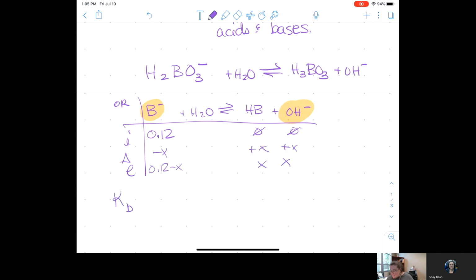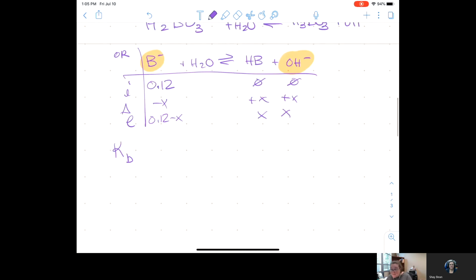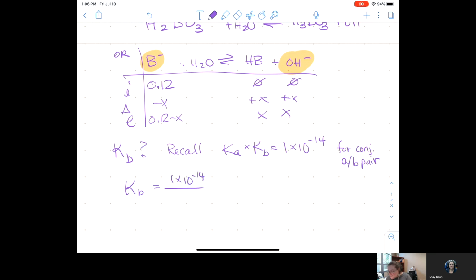And now I need a Kb value. If you look at your Kb table, there is no Kb for the borate ion, but we saw earlier on the Ka table, there was a Ka value for boric acid, and you might recall that Ka times Kb for a conjugate acid-base pair equals 10 to the minus 14, as long as you have a conjugate acid-base pair. So what is the Kb? It's 1 times 10 to the minus 14 divided by the Ka for boric acid. And I'm going to get that from the table. So it's 1 times 10 to the minus 14 divided by 5.4 times 10 to the minus 10. That comes from the table.